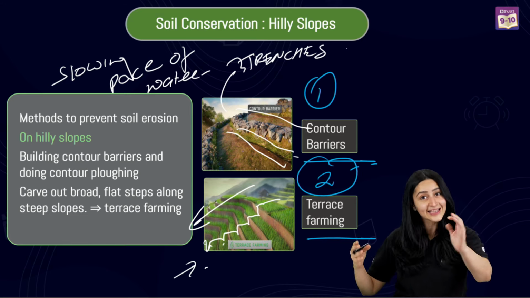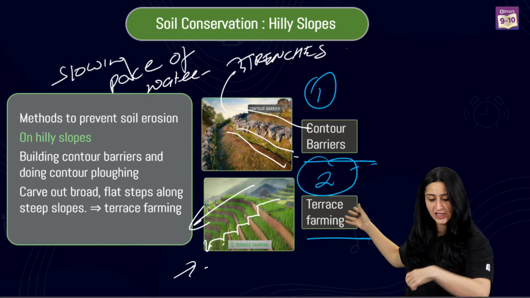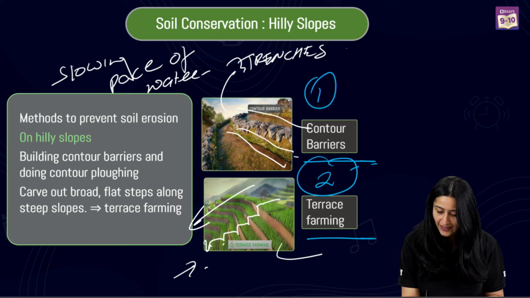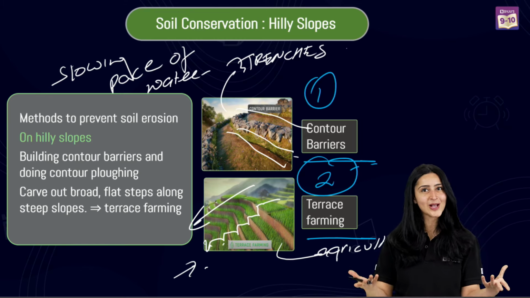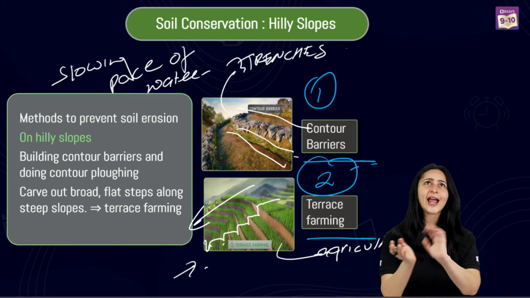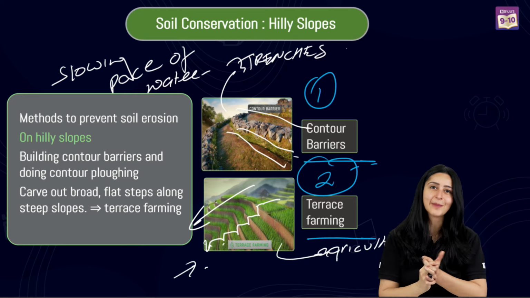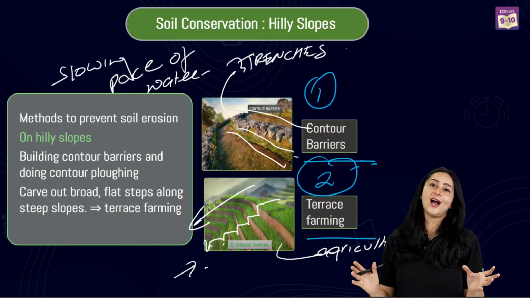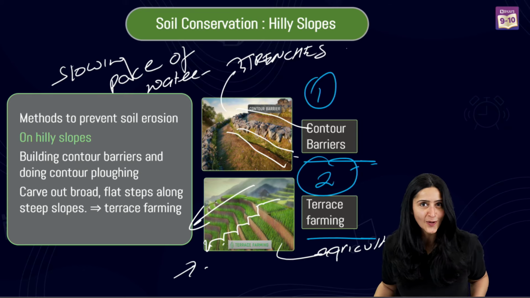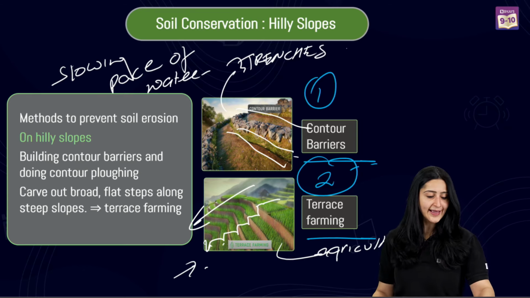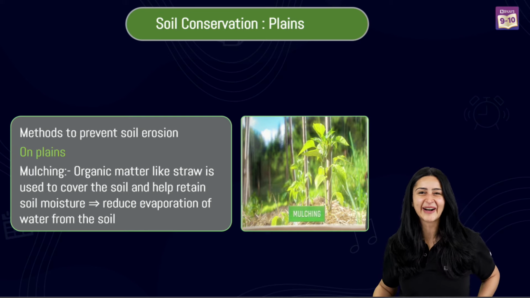Another advantage of this is that on these broad steps you can actually practice agriculture, and this is why it is called terrace farming. So your farming happens, and your attempt to stop soil erosion also happens. So basically we're conserving our soil with terrace farming if it is practiced on hilly slopes. Okay, then let's go ahead and talk about soil conservation in plains.